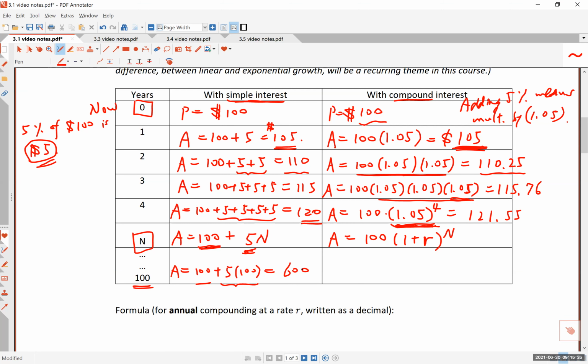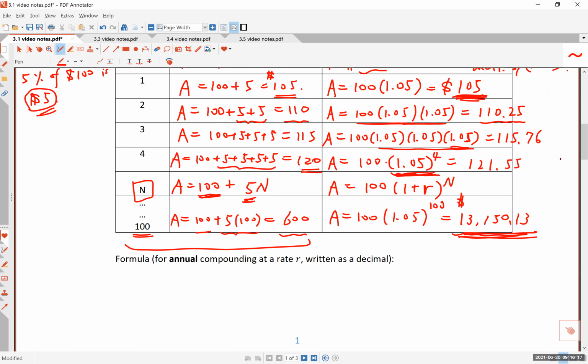Under compound interest, remember, money grows exponentially. So here, according to this formula, you take 100, and it's 1.05 raised to the 100th power, right? And this is going to be, watch, $13,150.13. So compared to $600, this is a huge amount of money, starting with $100 with a modest interest rate of 5%. The money increases exponentially, and after 100 years, the account is going to have over $13,000.